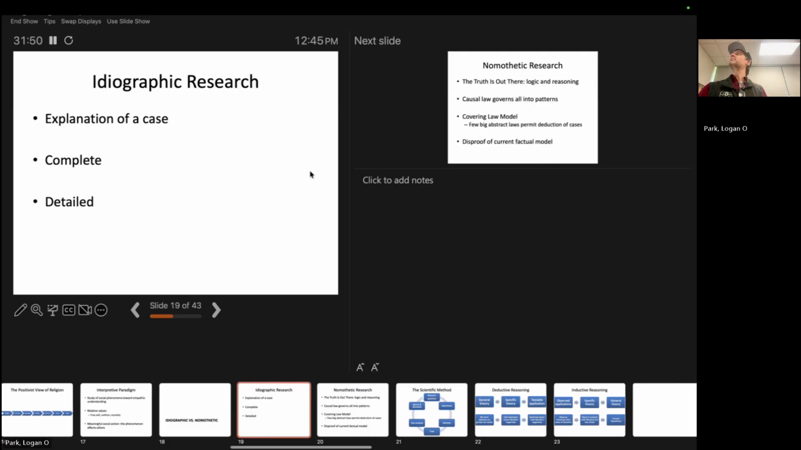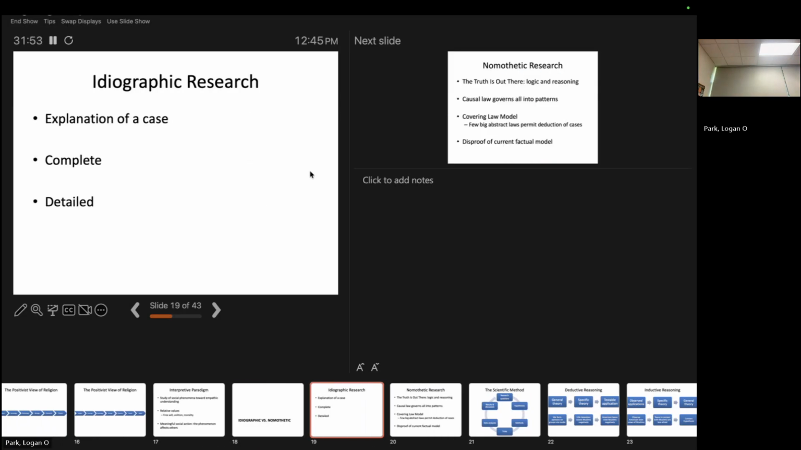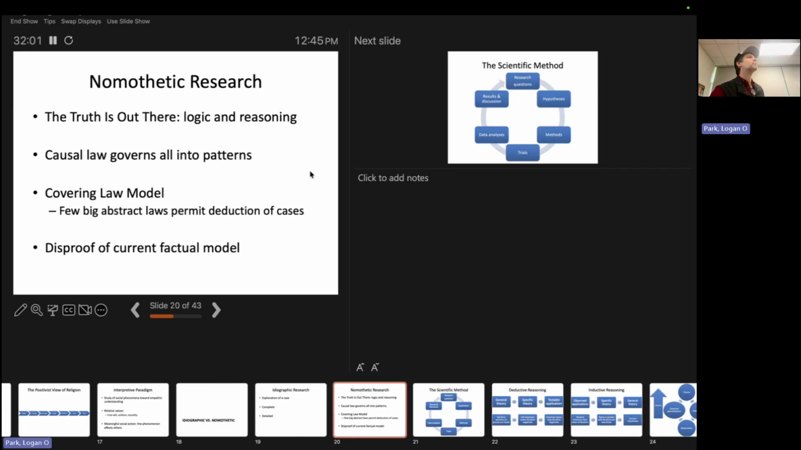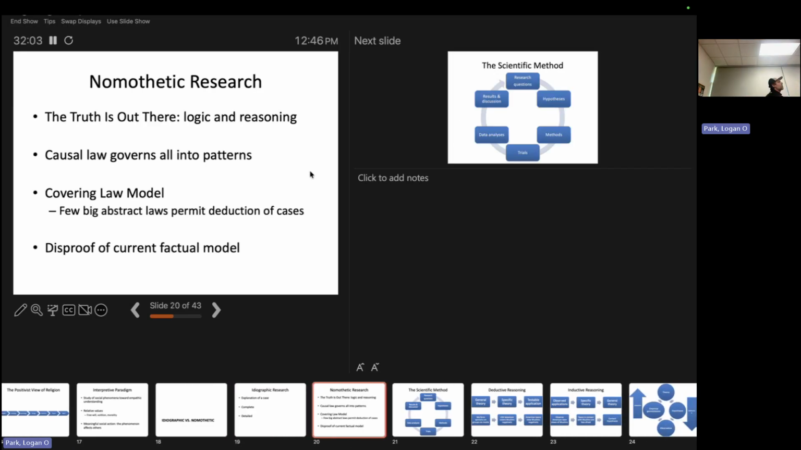Idiographic. Not a unique case. And then nomothetic, nomo means law, right? So they're the ones gathering up the idiographic cases. Would they be referring to the research produced by people who are going into a hyper-specific field? Nope. Okay. Yeah, so nomothetic research is also hyper-specific.